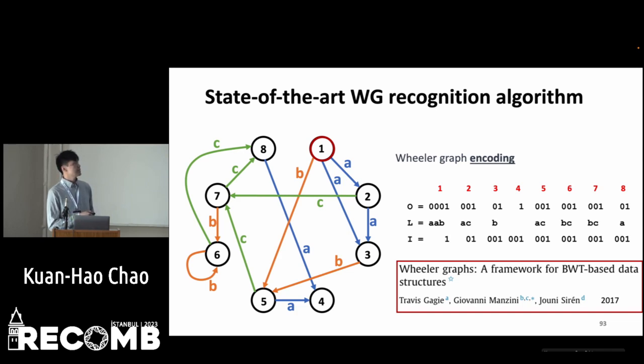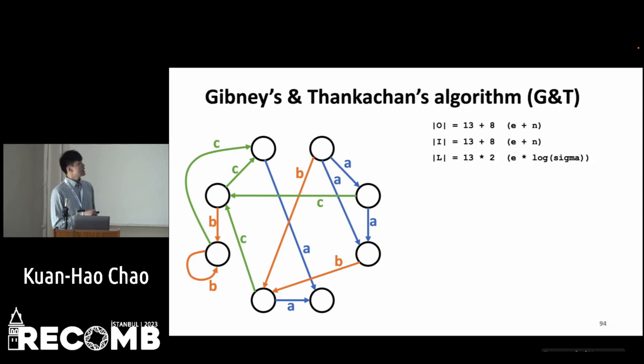So take this node for example. This node has 3 edges going out, so the out degree is 3. So we write off 3 as 0s and 1 as a separator. In terms of label, it's A, A, B, so we write them off in order. And the in degree of this node is 0. There are no incoming edges, so we don't write any 0s, and the 1 as a separator. So we can go through the weird graph in order of the nodes and write off the 3-bit array. In the 3-bit array, the length of O is E plus N, and I is also E plus N, and L is E times log sigma.